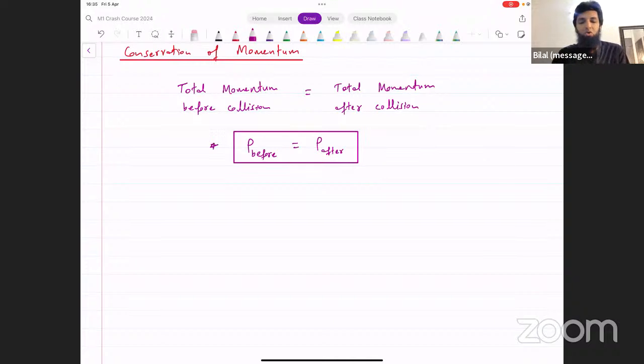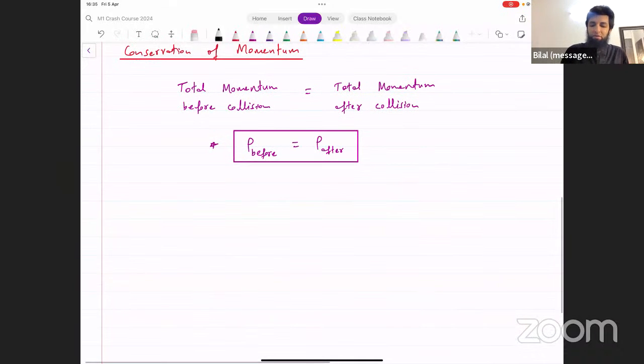Okay? The total momentum before collision remains the same as the total momentum after collision. Now, let's take an example of this. Let's say we have a horizontal surface like this, and on this horizontal surface, we've got a couple of balls like this.